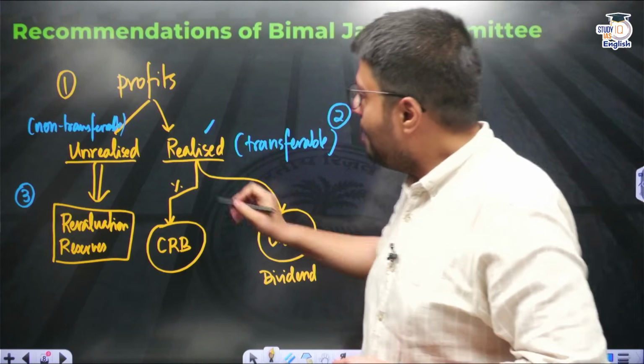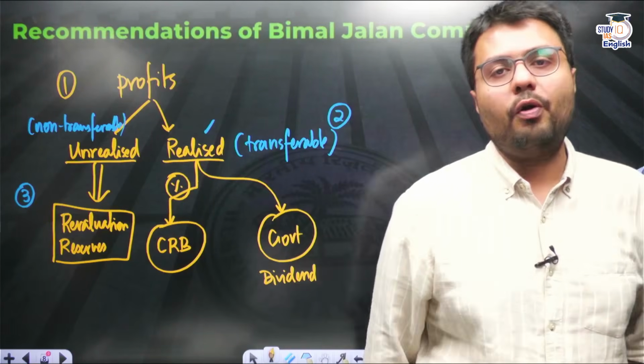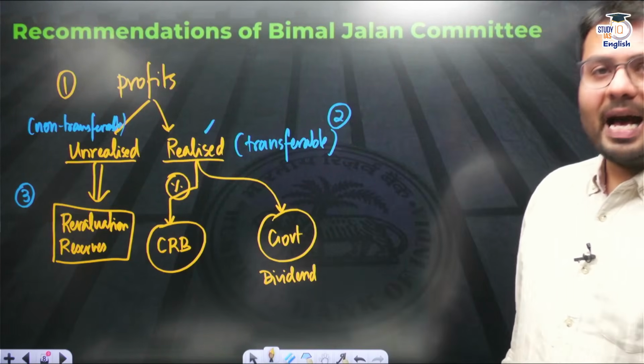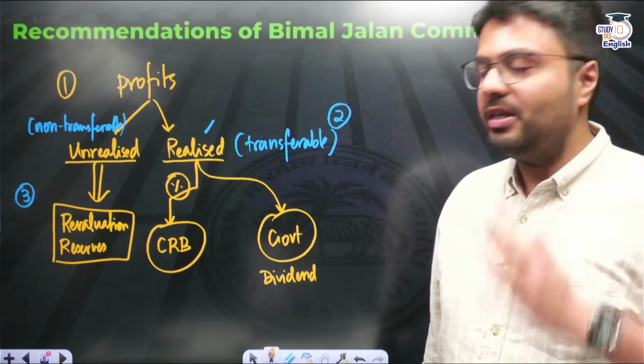Now, naturally, the Bimal-Jalan Committee also fixed what percentage of RBI's total assets or its balance sheet should be kept as a contingency risk buffer.